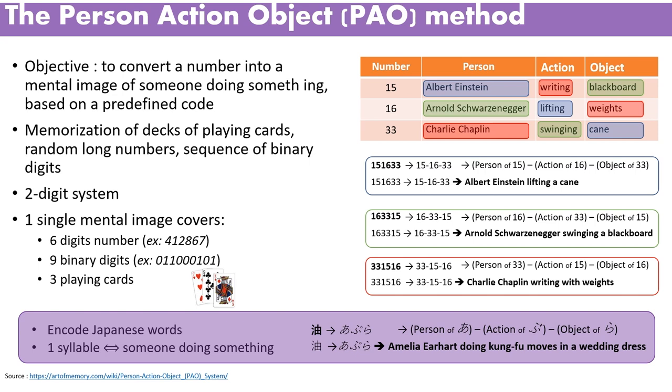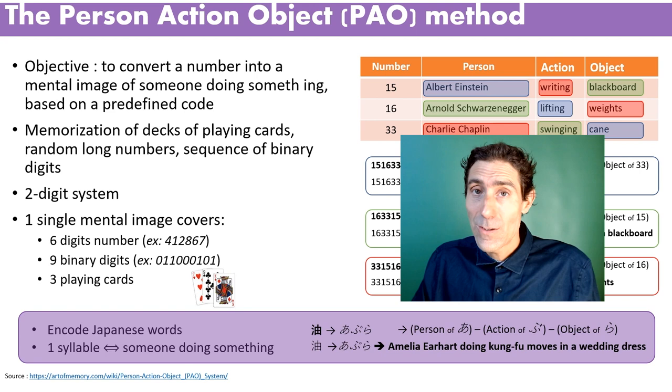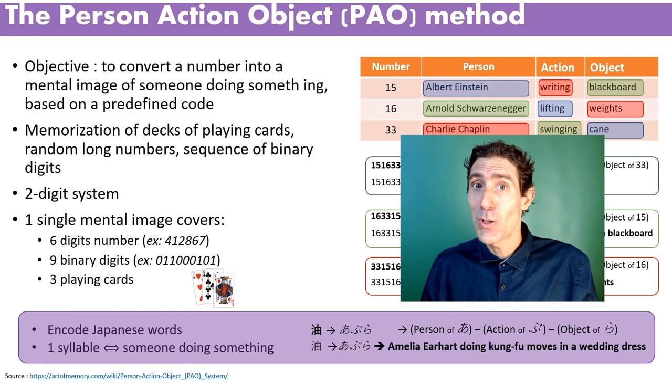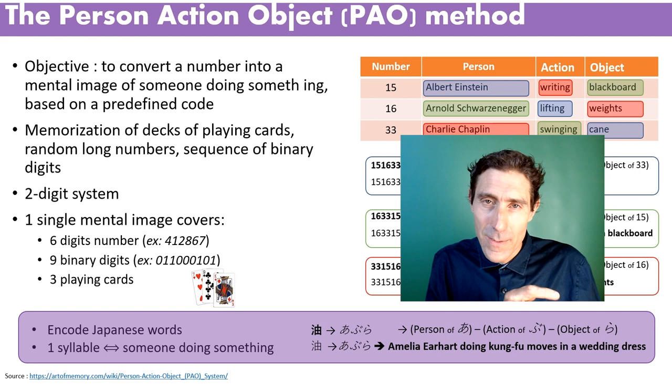And in my system, this three-syllable word becomes the following mental image: Amelia doing kung fu moves in a wedding dress. I know, that was quick, and that was probably the most difficult part of the presentation. I hope I didn't lose you. Gambatte kudasai. But anyway, it's okay. Just follow the link indicated here below and you will find more information.